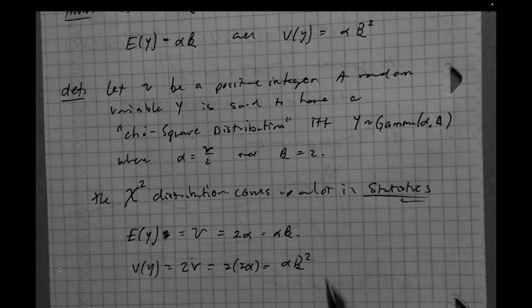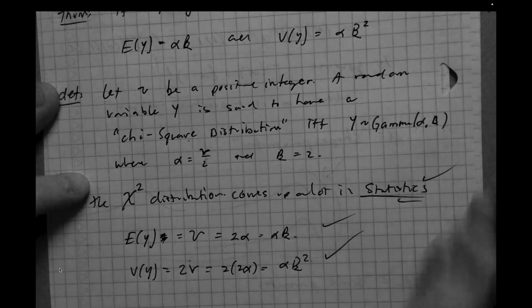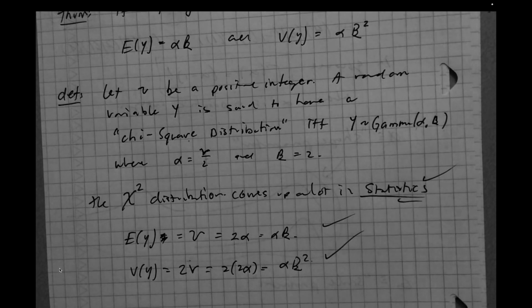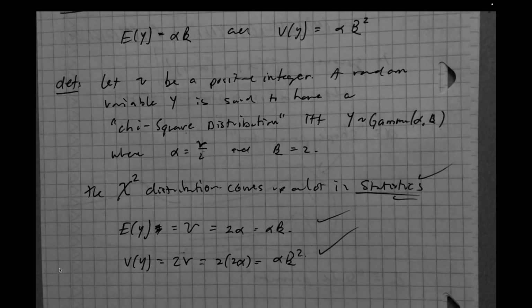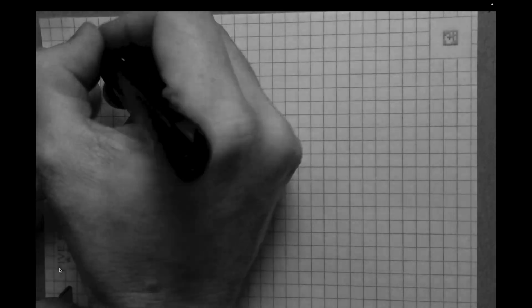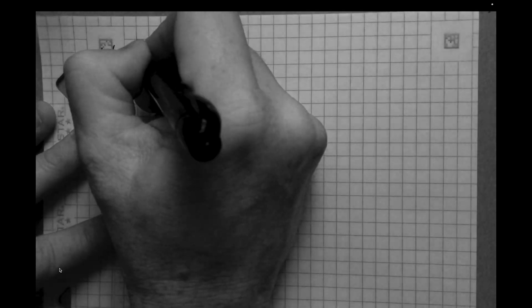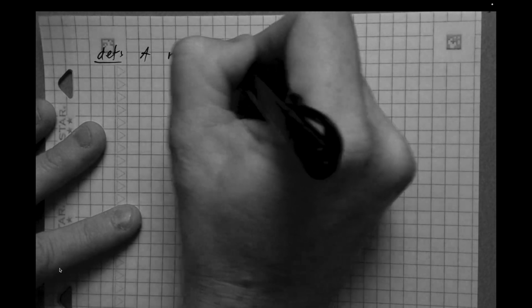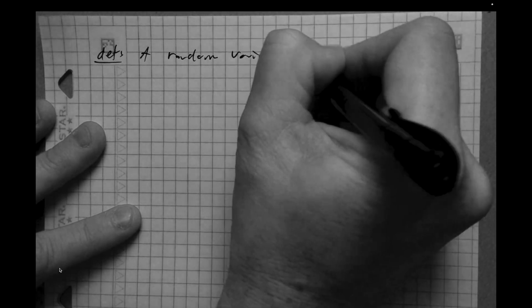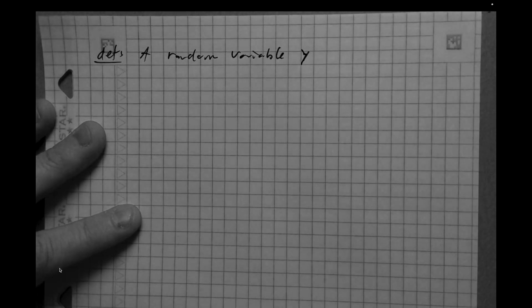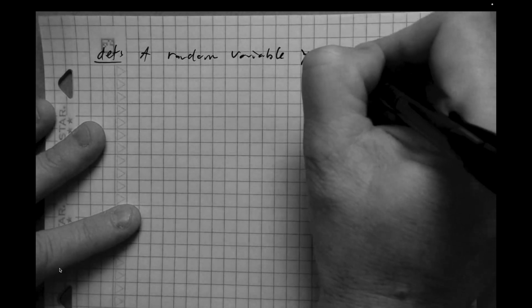Okay, and so this is the first really big application of the gamma distribution. It's going to be the chi-square distribution. Okay, now the other one, I said there were two. The other one is what's called the exponential distribution. Let's define that quick. You'll see that these are just special cases of the gamma. So a random variable y is said to have an exponential distribution.